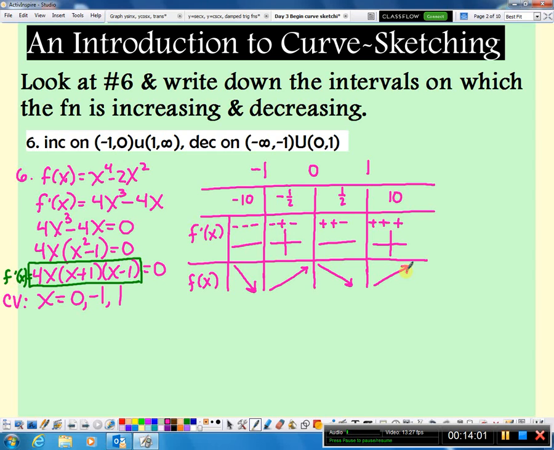So I need you to answer where f of x is increasing and where f of x is decreasing. So f of x increases on, so it's going to increase where your arrows go up. So I'm looking at negative 1 to 0, union 1 to infinity. Does that match what we did originally? Negative 1 to 0, union 1 to infinity. Hot dog, we've got that. F of x decreases on, down arrows would be negative infinity to negative 1, union, down arrow 0, 1.